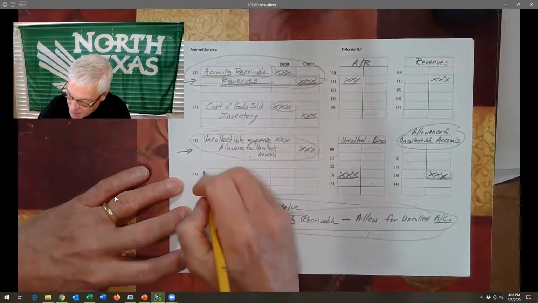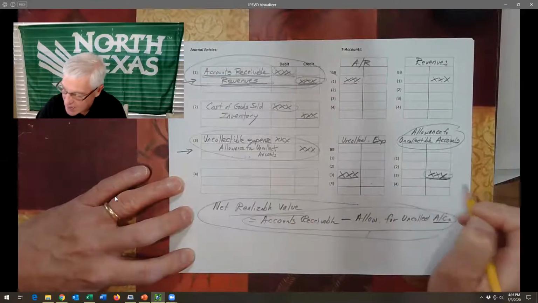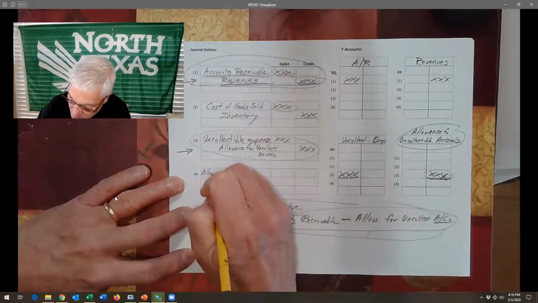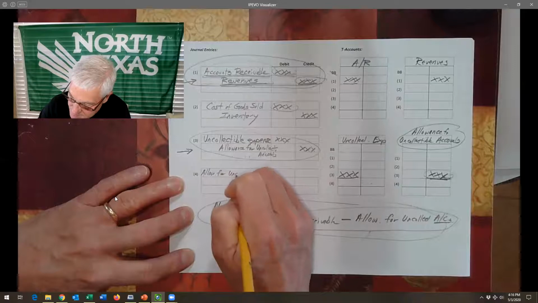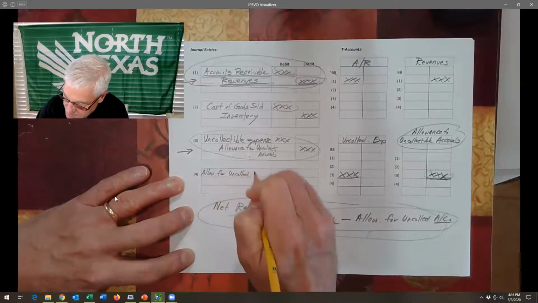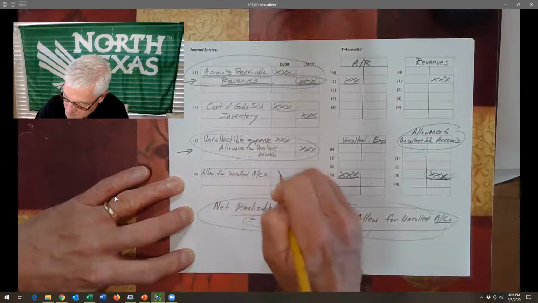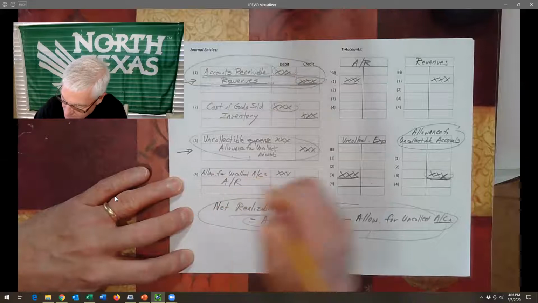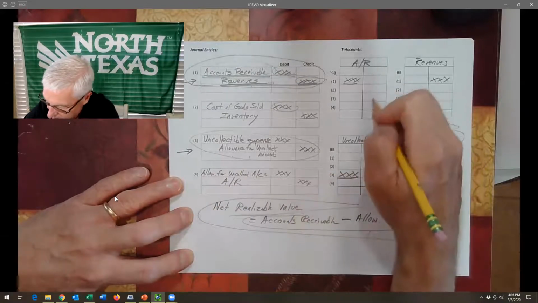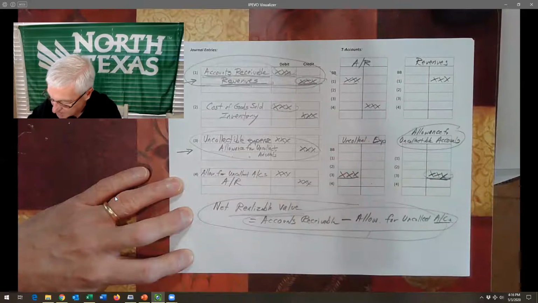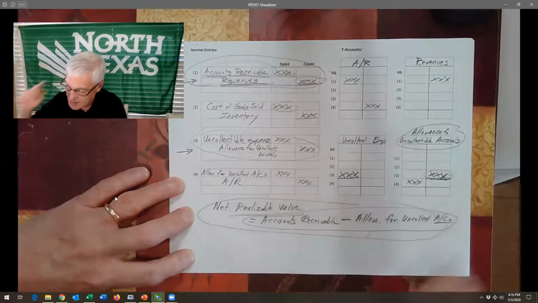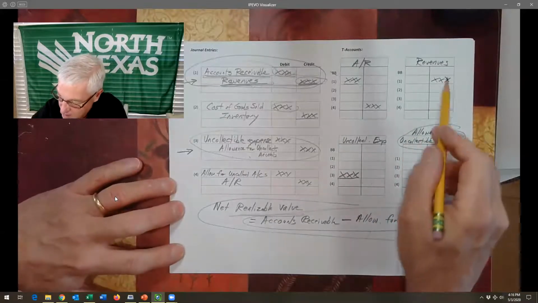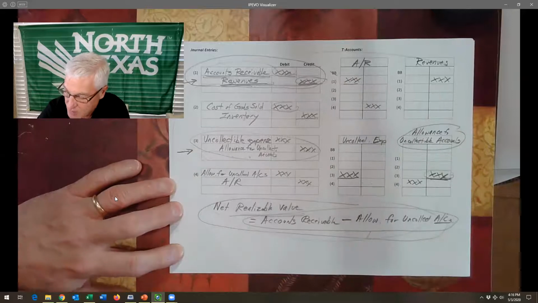So how do we reduce an allowance? It's a normal credit balance. We're going to debit the allowance for uncollectible accounts. And we're going to reduce receivables by exactly the same amount. So in entry 4, we reduce AR and we reduce the allowance. And so basically, those are the journal entries you're going to need to know for this chapter.